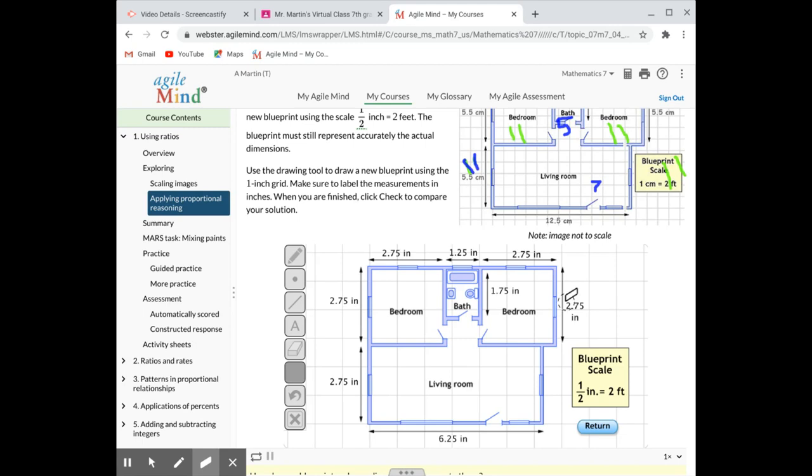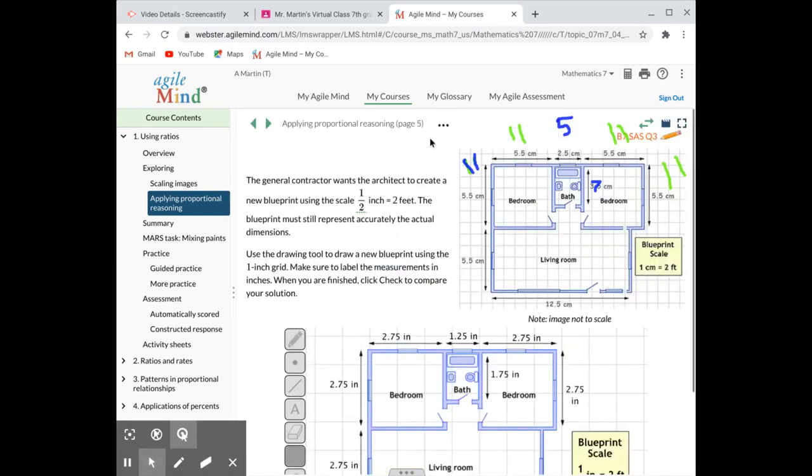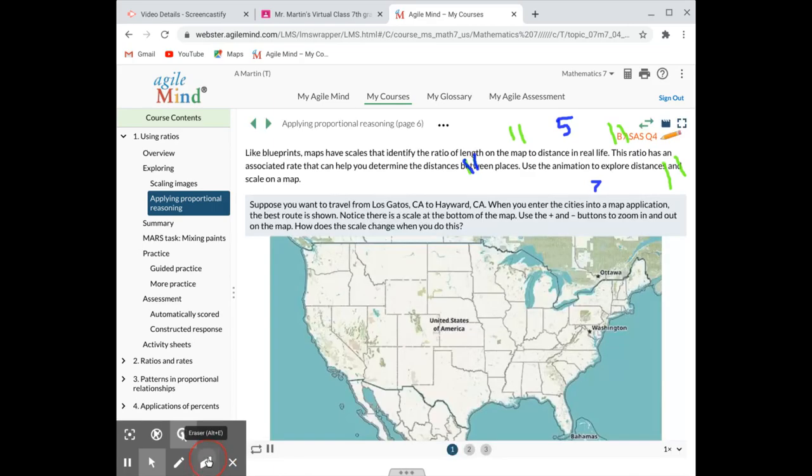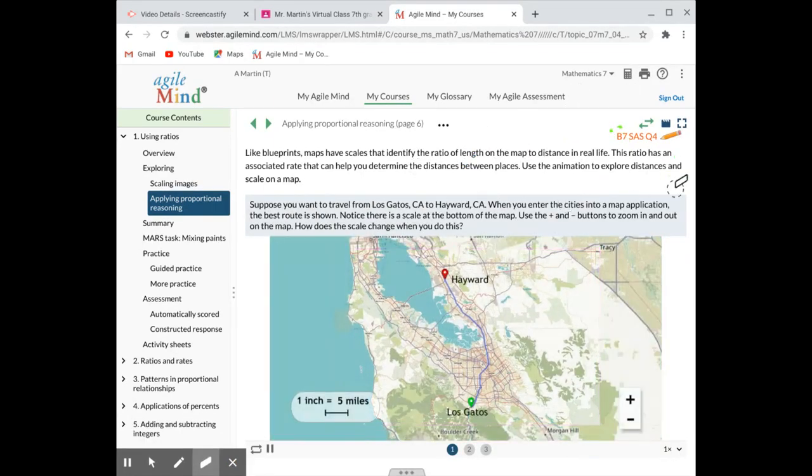All right. So we're going to go to page 6. And we'll be able to wrap up our lesson here in just a few minutes. All right, so I'm going to get some help.